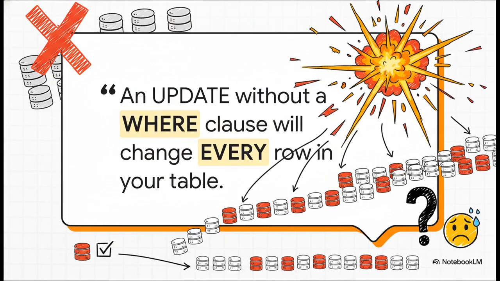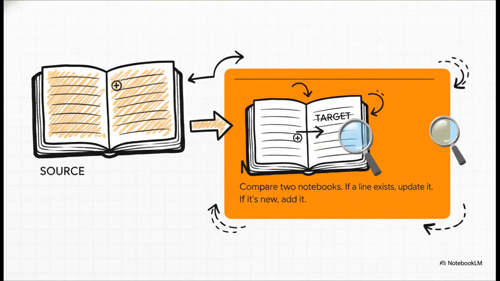Always use where. Okay, so if update is like a targeted surgical edit, then merge is more like a full-on synchronization. Imagine you have two notebooks, one with new info and your main one. Merge compares them. If a line from the new notebook is brand new, it gets added. If it already exists in the main one, it just gets updated. It's really the ultimate tool for keeping two sets of data perfectly in sync.